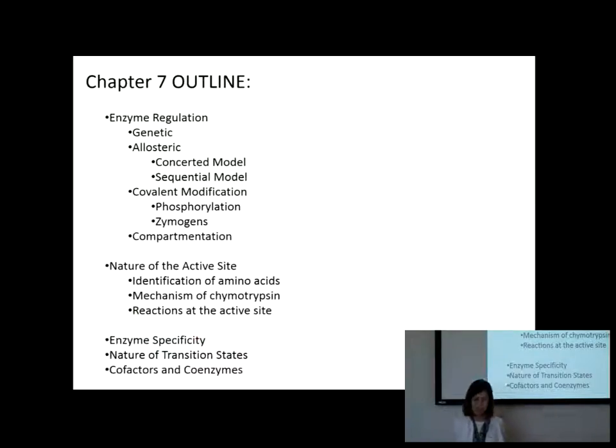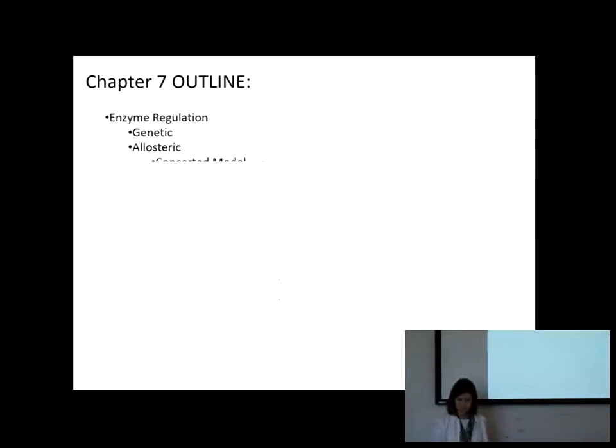So first we're going to start talking about regulation. We're going to focus on the allosteric models, but there are different ways to regulate enzymes. Then we're going to talk about how we identify the amino acids that are at the active site. We're going to look at chymotrypsin, at the chemistry that goes on in chymotrypsin, and look at the reactions. And then we have a couple other things that we're going to talk about.